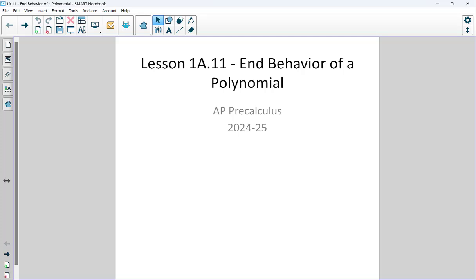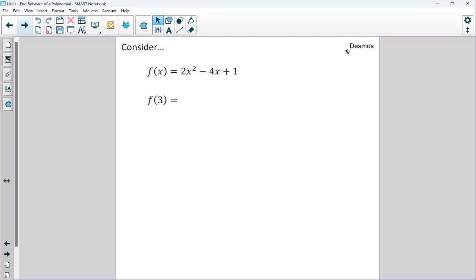Lesson 1A.11, End behavior of a polynomial. Consider the function f of x equals 2x squared minus 4x plus 1.